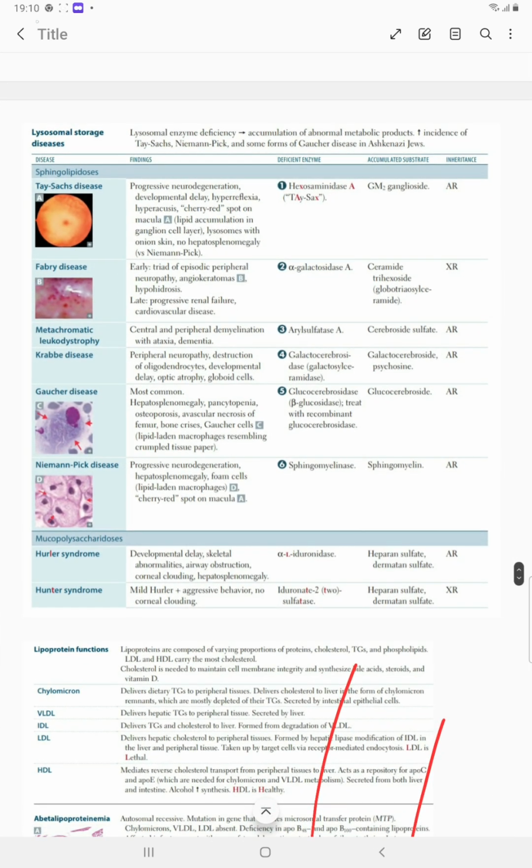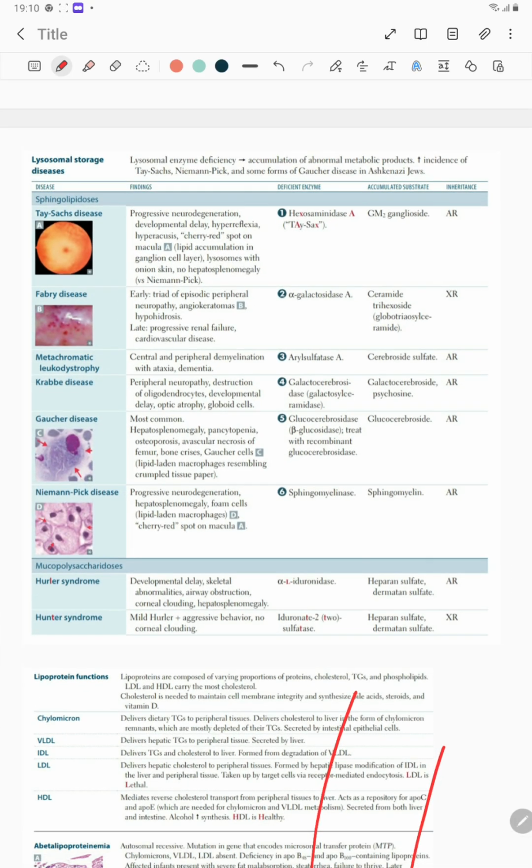Next important topic is glycogen and the lysosomal storage disorders. Lysosomal storage disorders include Tay-Sachs disease, in which we can see the cherry red spots on the macula. These are lipid accumulation in the ganglionic cell layer. The characteristic feature is there is no hepatosplenomegaly in Tay-Sachs disease. Hexosaminidase A deficiency will be there, and GM2 ganglioside will be accumulated.